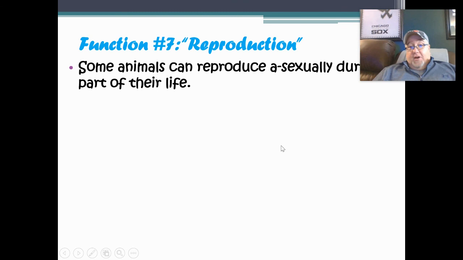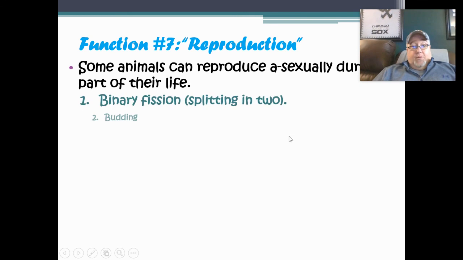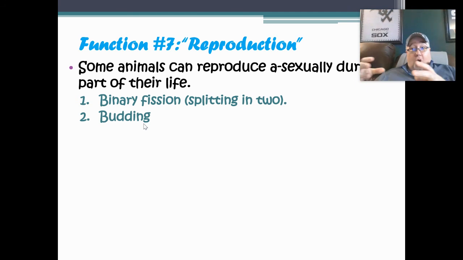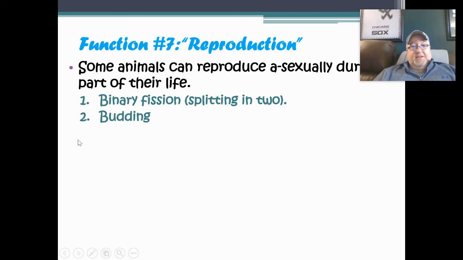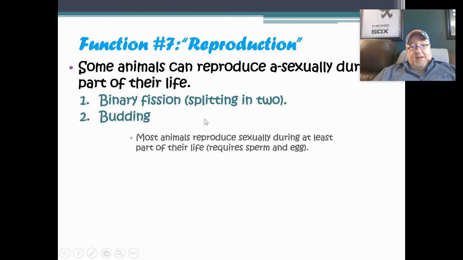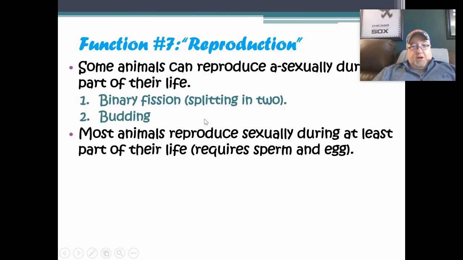And then finally, the last function is reproduction. I think we understand that all animals need to reproduce. Some animals can reproduce asexually during part of their life cycles, either through binary fission or through a process called budding, which is where a group of cells will pop off and form a whole new organism. Sponges typically can do that. It's called budding. It's kind of an interesting reproductive structure.